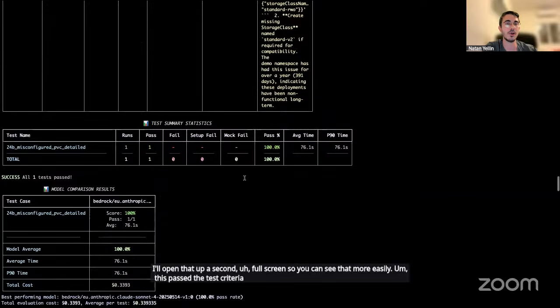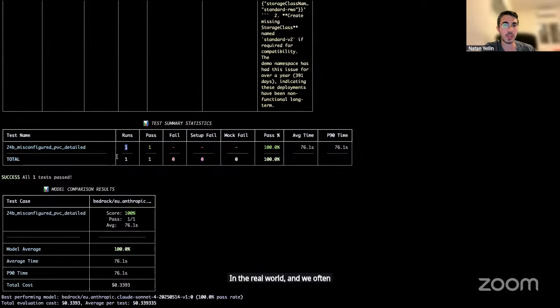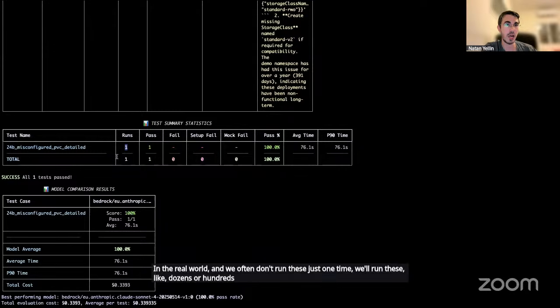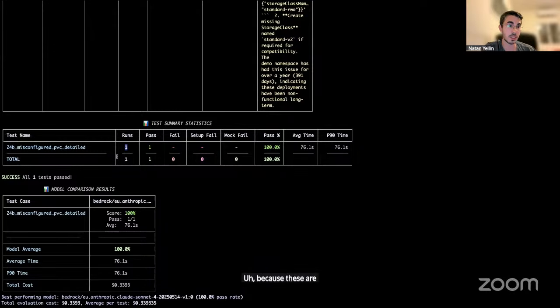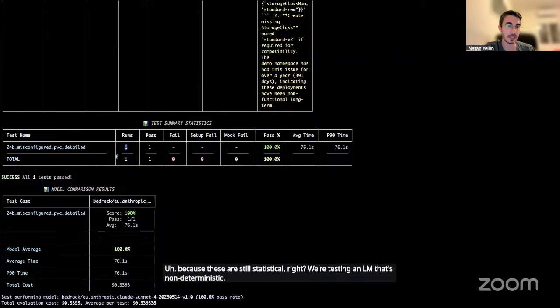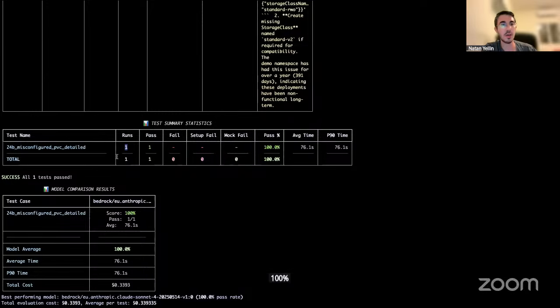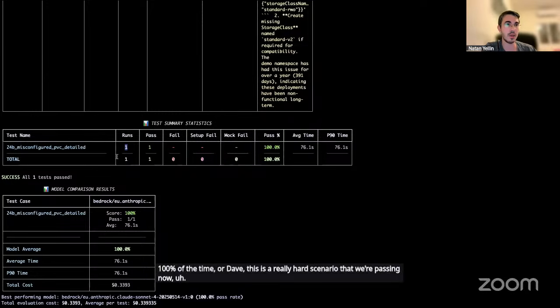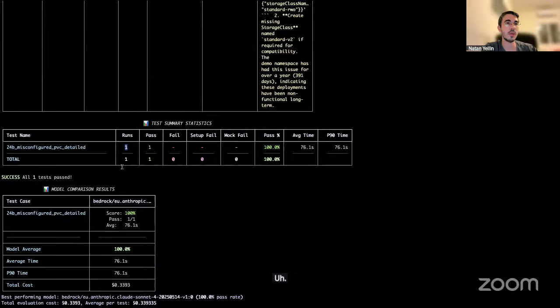So this eval passed. And when we run these in the real world, we often don't run them just one time; we'll run them dozens or hundreds of times because these are still statistical, right? We're testing an LLM that's non-deterministic. So we want to see that this passes 100% of the time, or that if this is a really hard scenario, we're passing 80, 90% of the time. And then we can measure the cost on that. We can measure everything that went into this run.